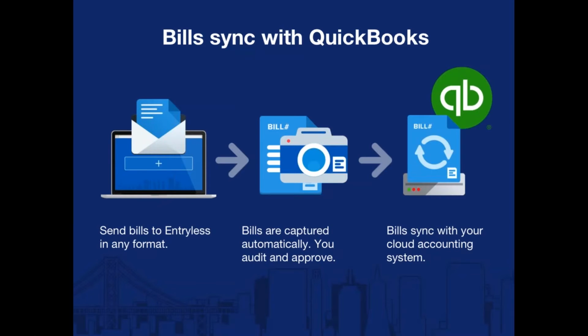So this is essentially how it works. Instead of the chaotic process that people have used in the past, when your bills arrive in a wide range of formats, you simply capture them into Entryless using either the dedicated email address, the web service, or a photo taken with your mobile application. Entryless processes the bill and then syncs it with your cloud accounting system.